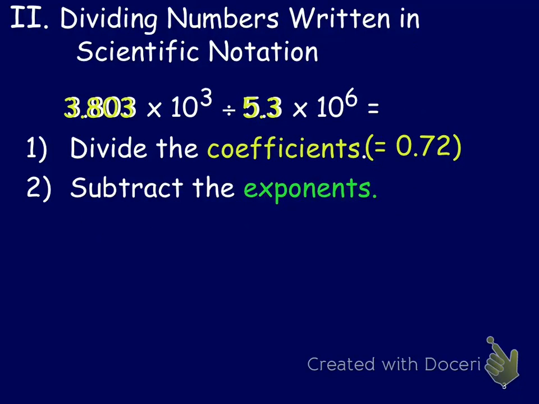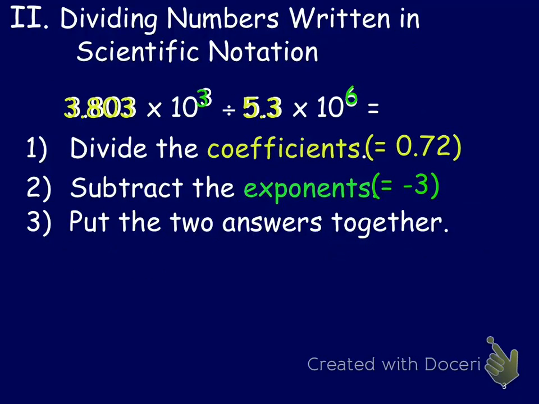With the exponents, because we're dividing, we're reducing something. So for the exponents, we're going to subtract them. 3 minus 6, because the 3 is first, the 6 is second in line. So 3 minus 6 is negative 3. So our exponent is going to be negative 3. Put the two answers together, and we get 0.72 times 10 to the negative 3.